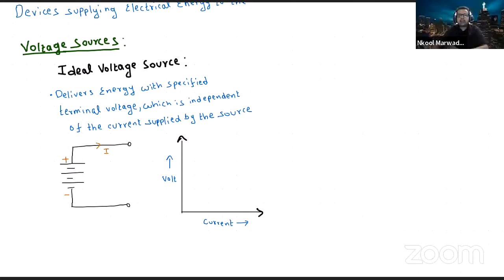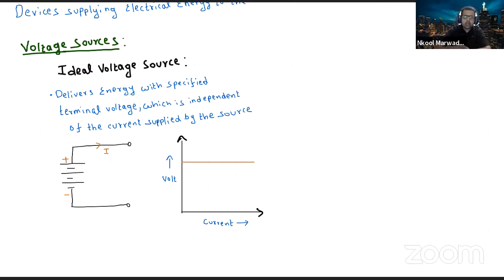So the characteristic of an ideal voltage source says that no matter how much current you draw, the voltage has to be constant. It should keep on supplying the voltage. But this does not happen in the real world. In the real world, the graph will be something different that we will discuss very soon. But this is the concept of the ideal voltage source.